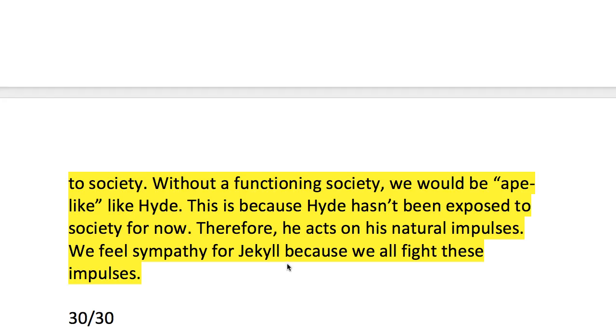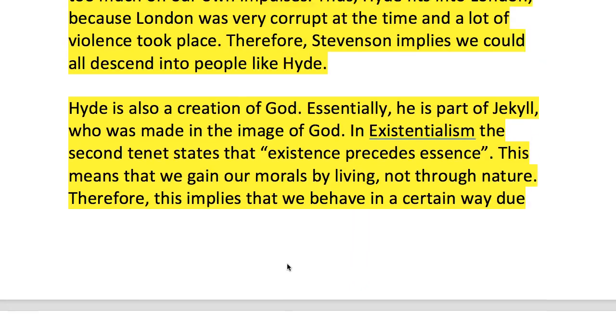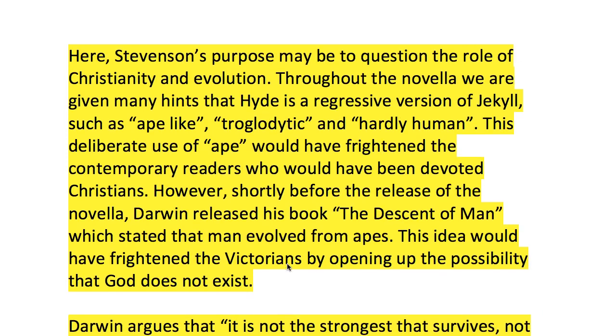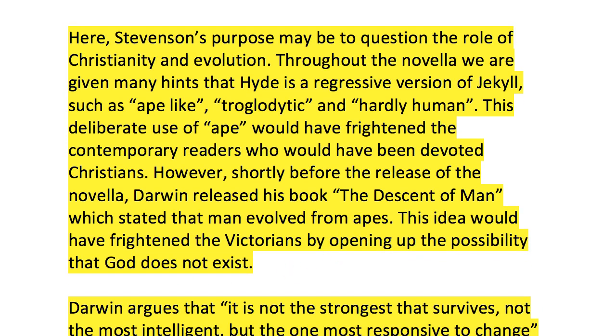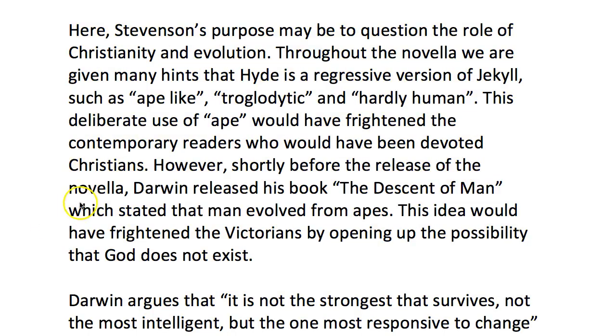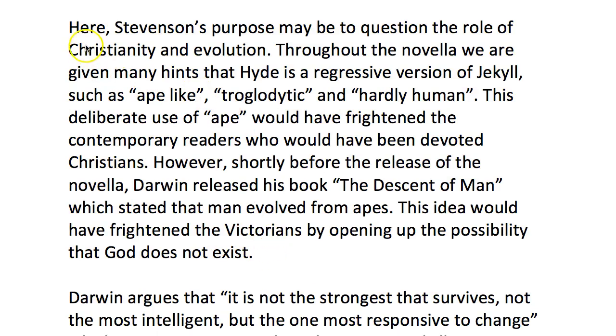So the whole of the ending, which is a huge amount of writing really, it's half an essay, is full of context which is used properly. Well, I've taught you enough about how to use context. If you're still here, it's probably because you're studying this novel, and I'll go through the context here for you. I'll just get rid of the yellow highlighting, which will make it easier to read. So here, Stevenson's purpose, again, that focus on the purpose, which is what's always going to get you into the top bands, maybe to question the role of Christianity and evolution.